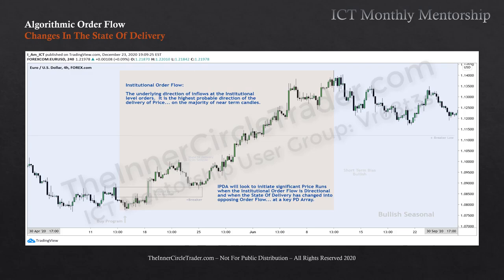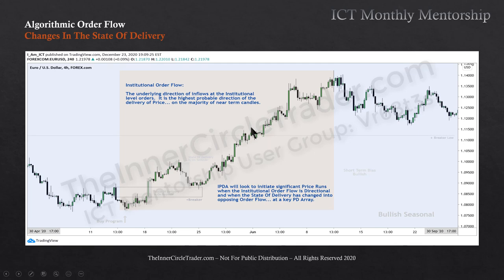That means once we have this here, between that and where you think IPTA will likely draw to, in other words, where's the draw on liquidity? That's what we have up here. Well, this was not just this one. We were looking for a potential run above those relative equal highs. So we have the breaker low. So we have a PD array here.